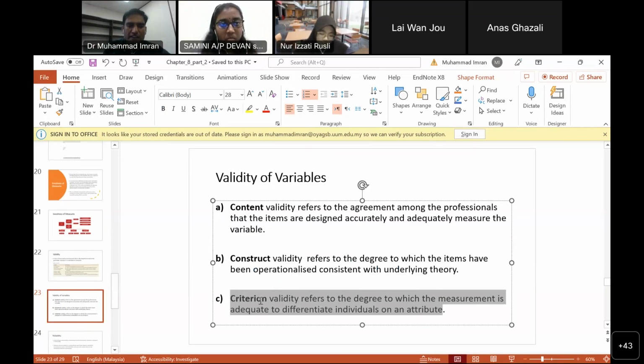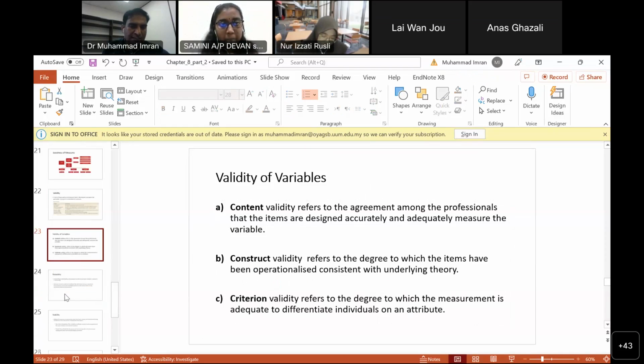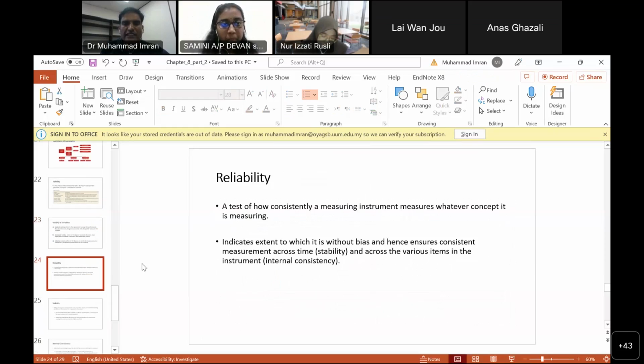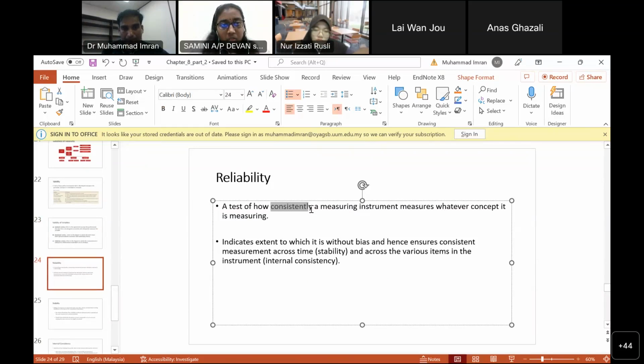Okay, this criterion we make sure from the data analysis as well. Anyway, the other thing is reliability. I already covered this one. I taught you about reliability: how consistently the instrument measures whatever concept is being measured. Yes, it must be consistent.